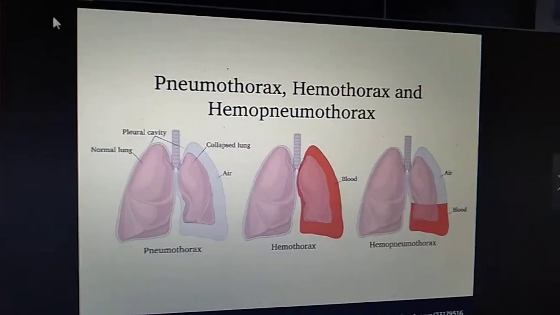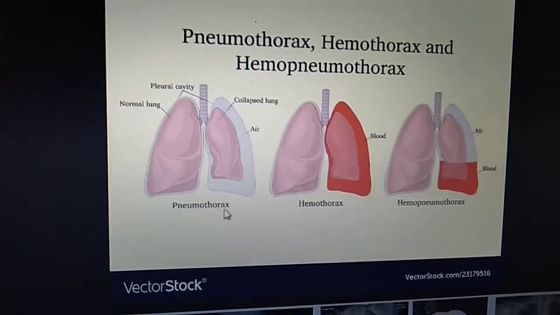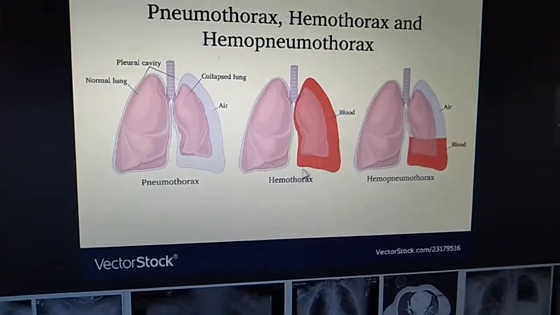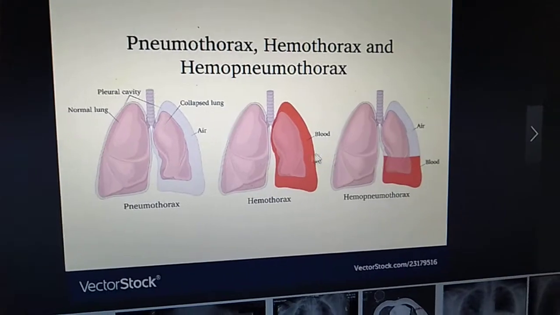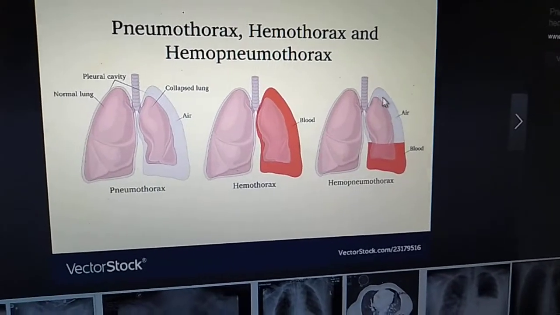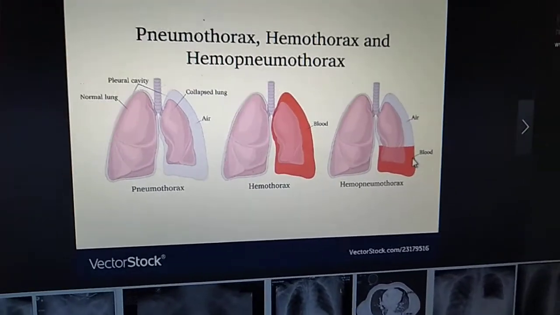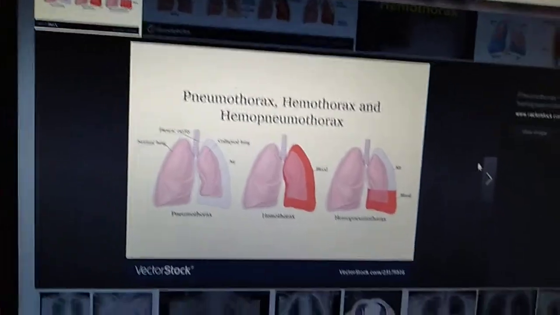Okay, next slide. Pneumothorax presents with air, as you can see. Hemothorax presents with blood, and you can see the lungs are collapsed. Hemopneumothorax presents with air and blood on the inferior side. Okay, so you know this very well. Let's come to the next point.